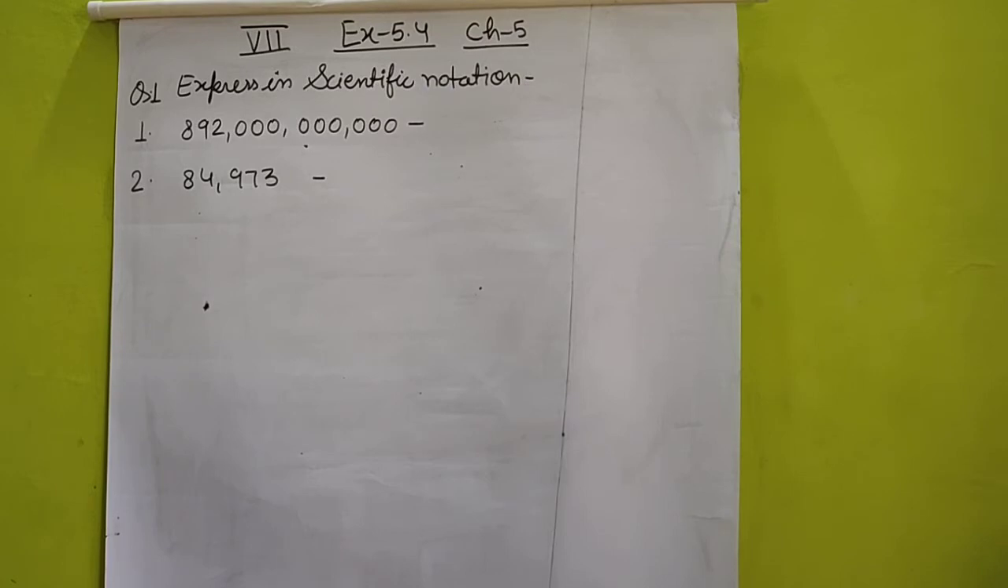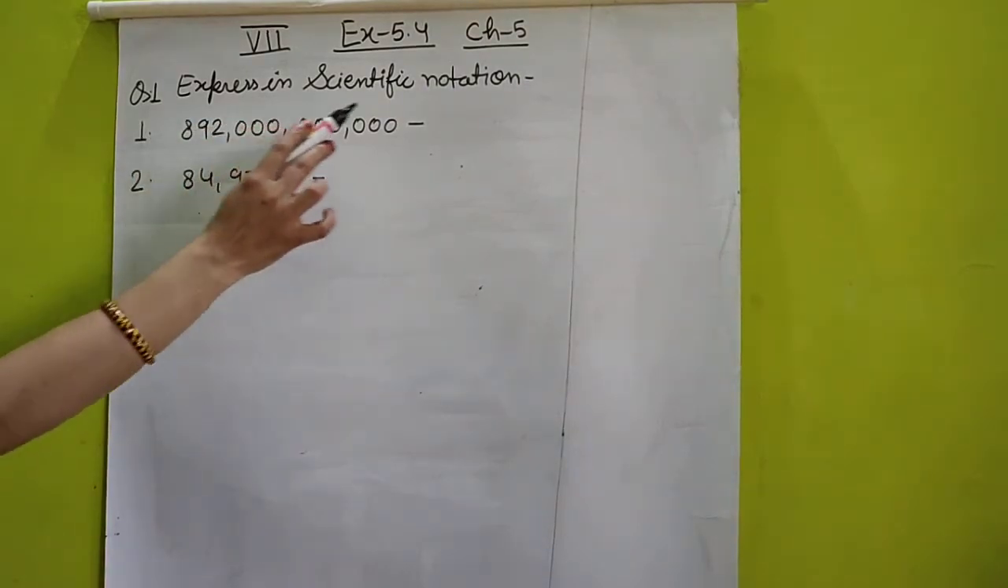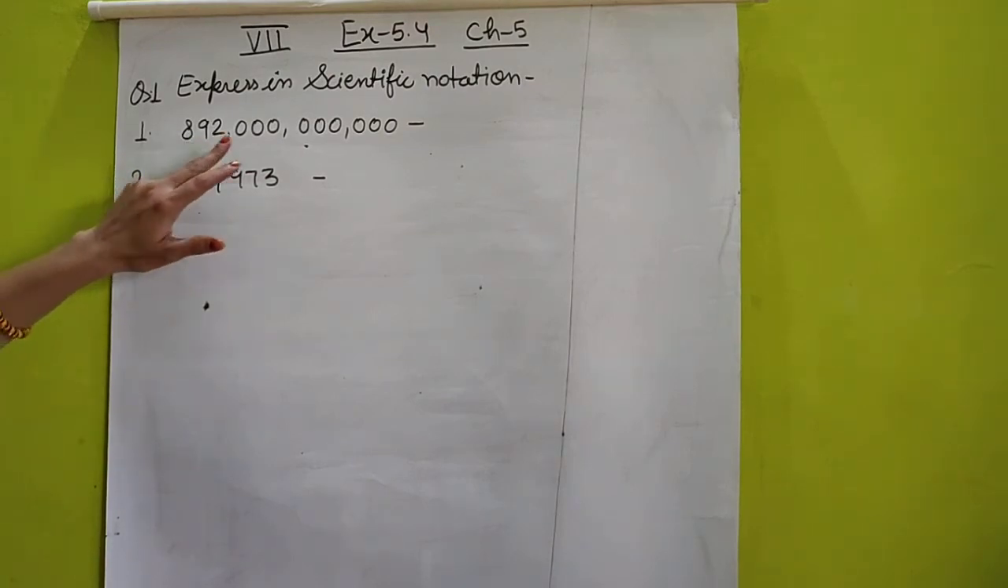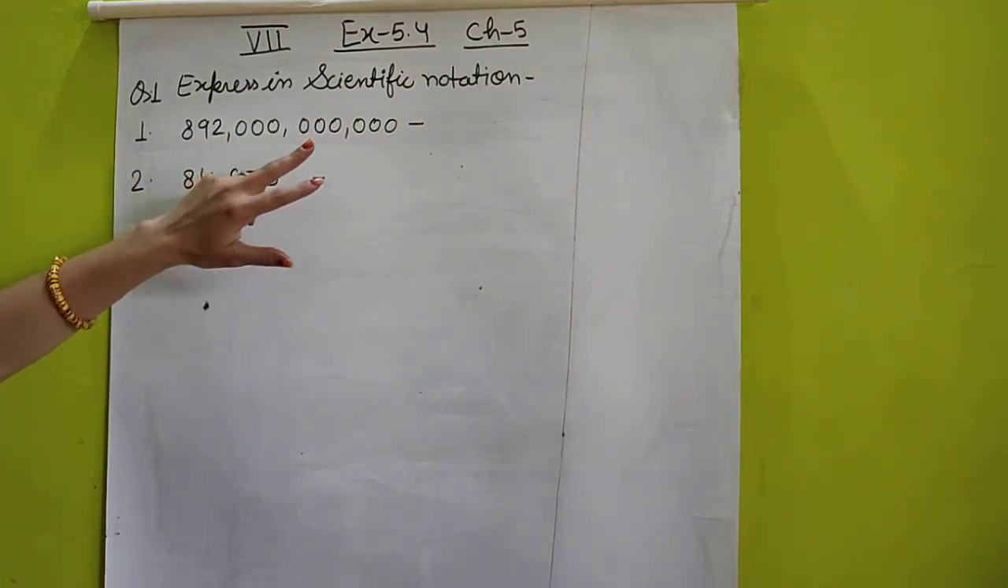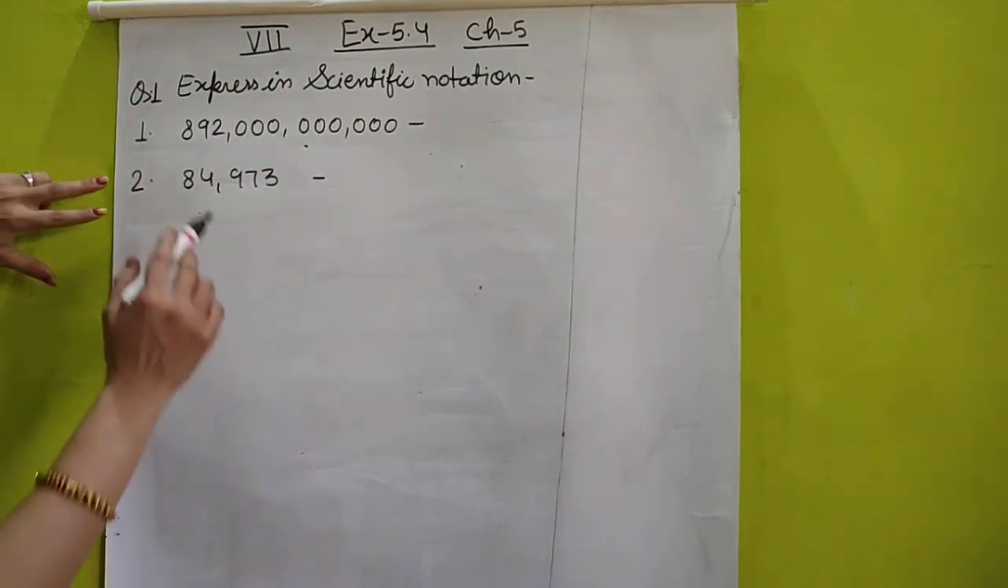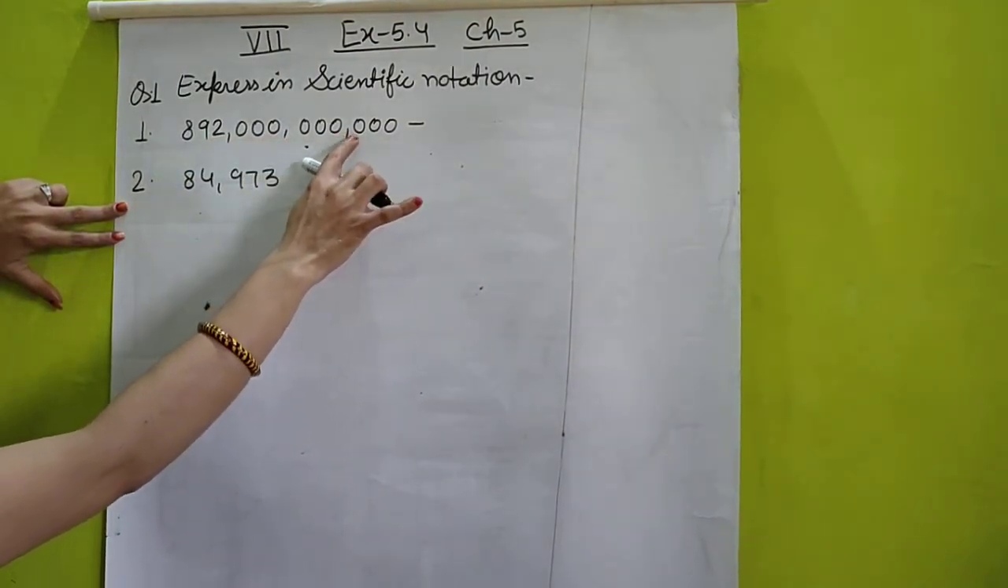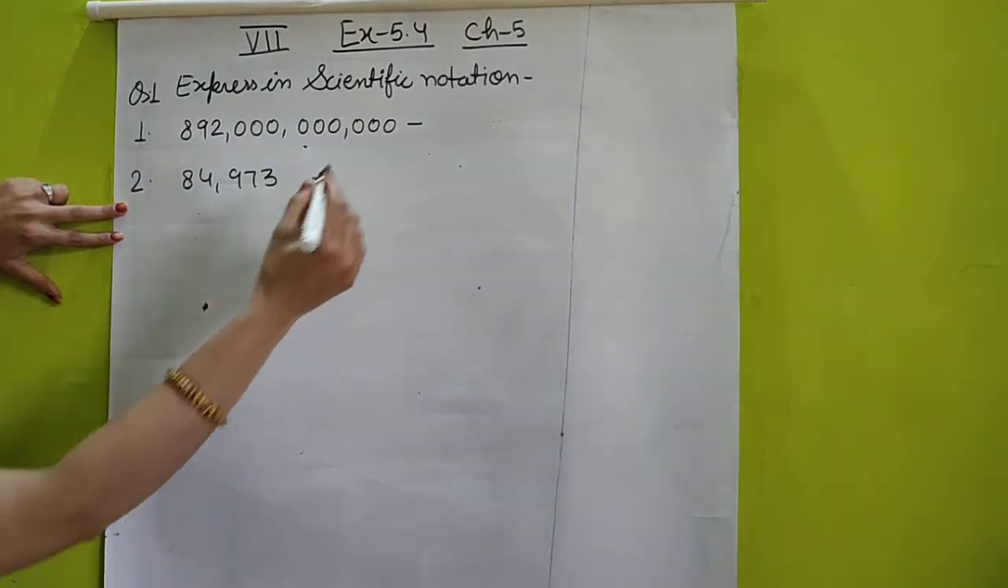Students, now question number 1: express in scientific notation. The usual form given is 892,000,000,000. First of all we will count: 1, 2, 3, 4, 5, 6, 7, 8, 9, 10, 11, 12. Total digits are 12.